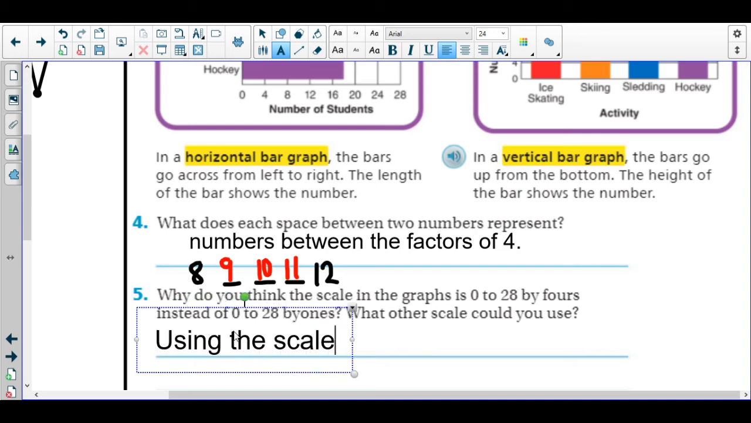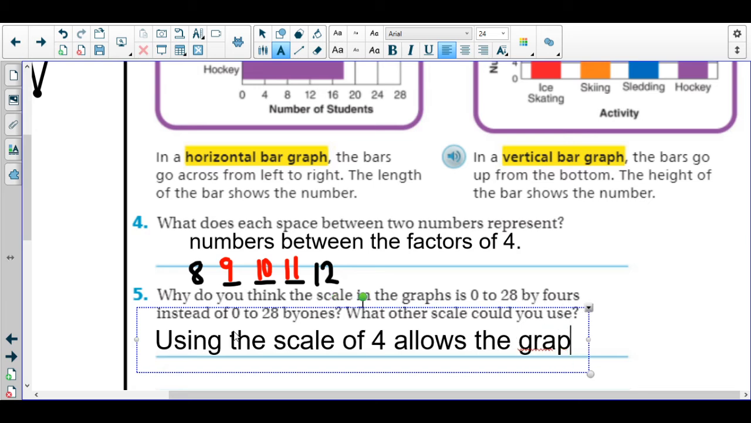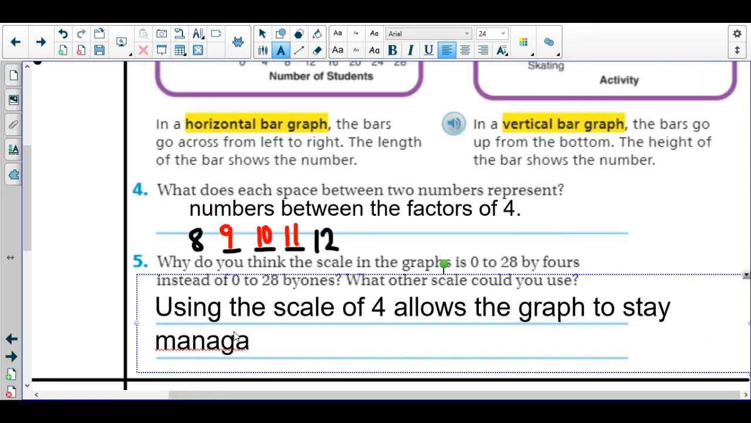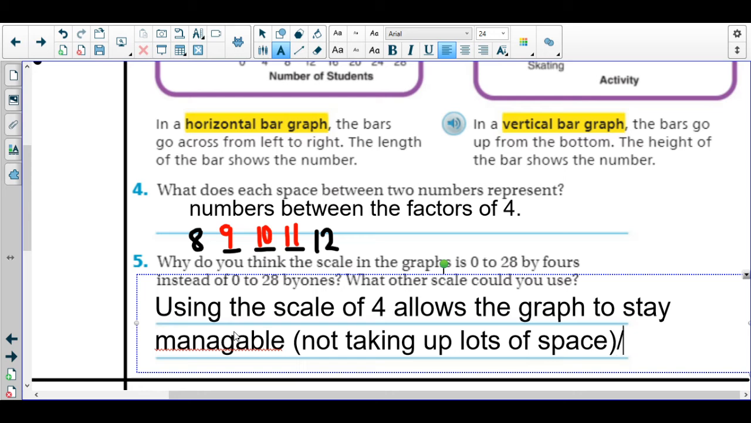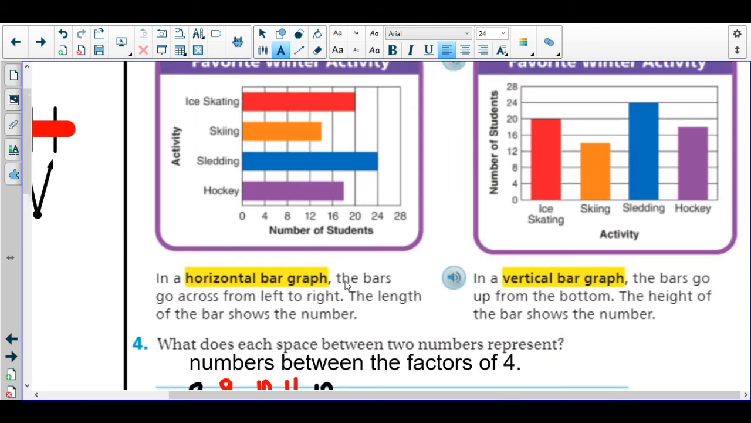using the scale of 4 allows the graph to stay manageable, or in other words, not taking up lots of space. And let's figure out what I spelled wrong here. There we go, manageable. What other scale could they have used?